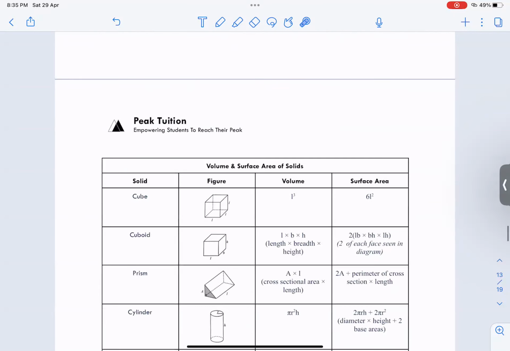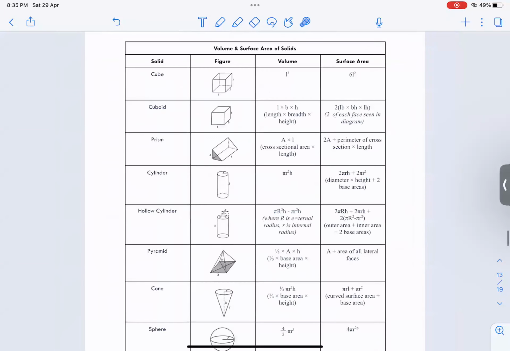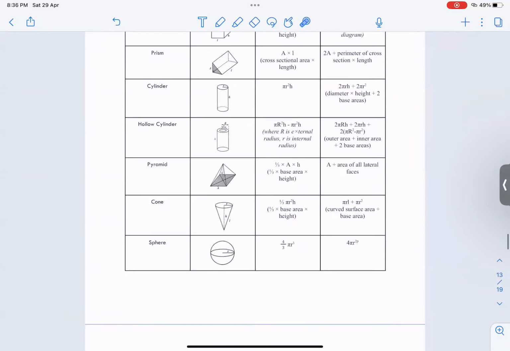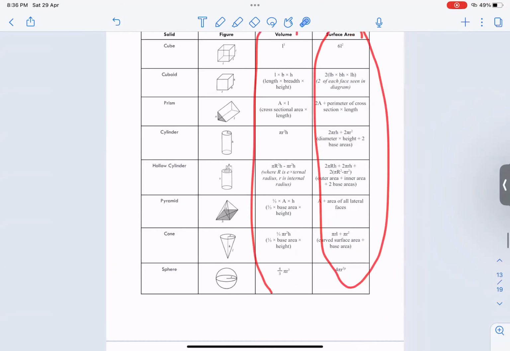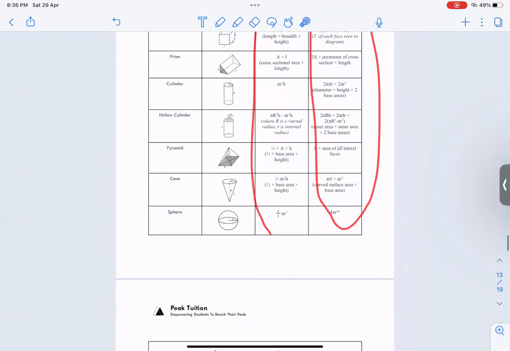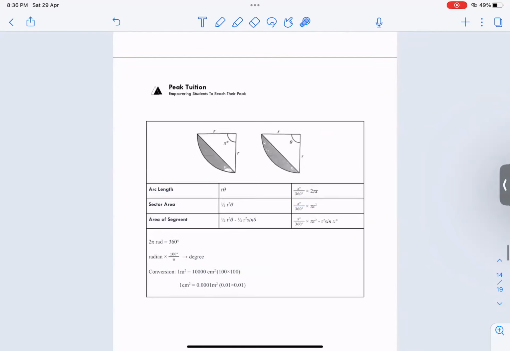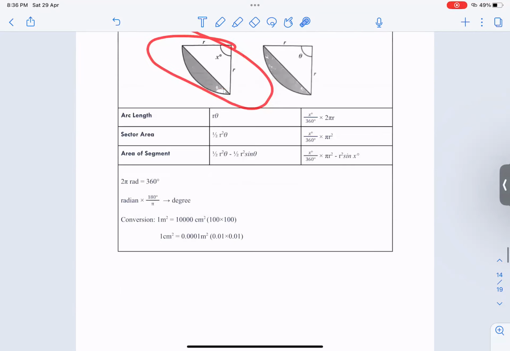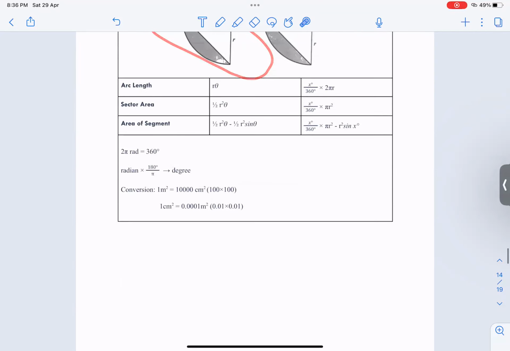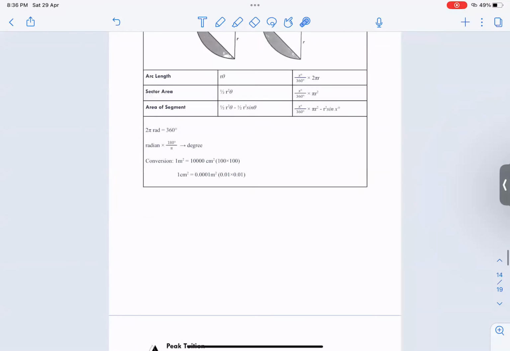You all should have gone through these already. Then all these volume ones. This one is a bit more complicated, but you just memorize it and you'll be fine. Then after that, your circles, arc length, sector area, and area of segment. And then your conversion.